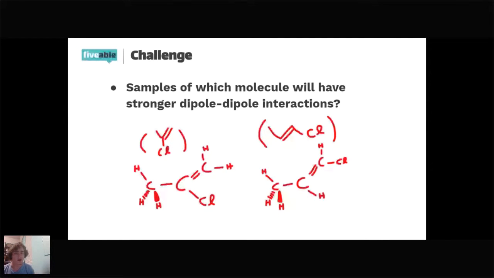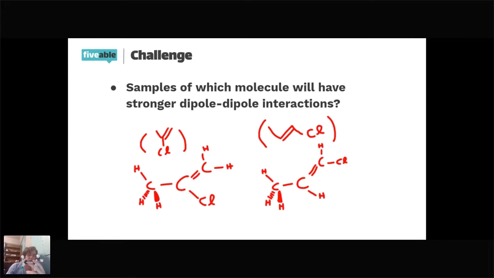Appreciate the guess. No, it's the one on the right. And the reason why is because we have a double carbon bond right here, and then a hydrogen right here. So this is the one on the right.